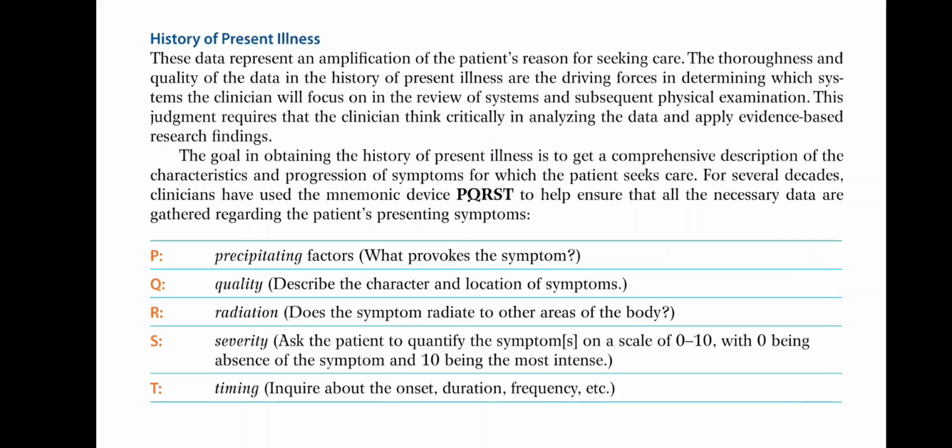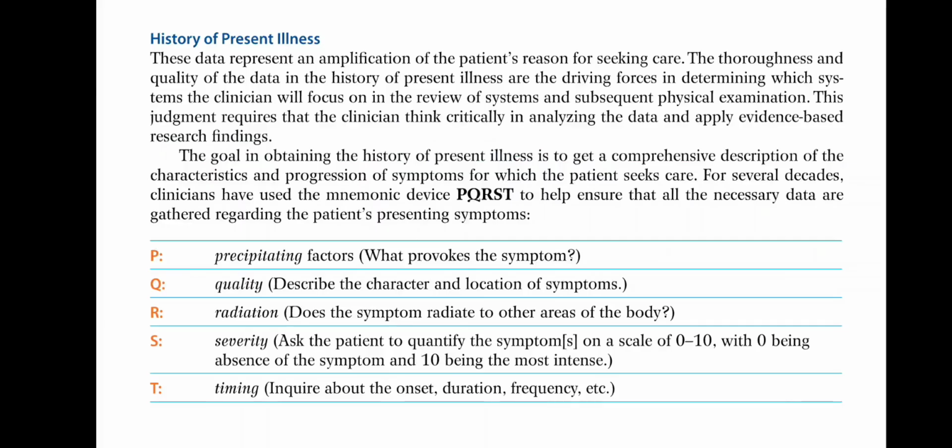For several decades, clinicians have used the mnemonic device PQRST to help ensure that all the necessary data are gathered regarding the patient's presenting symptoms. P is precipitating factors. What provokes the symptom? Q is quality. Describe the character and location of symptoms. R is radiation. Does the symptom radiate to the other areas of the body?